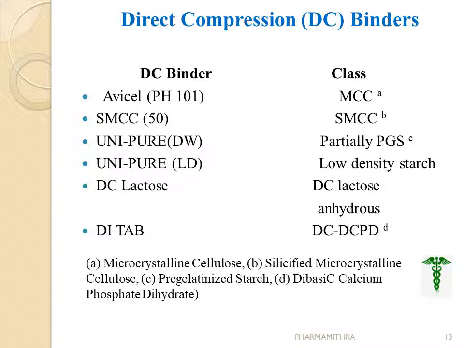DC lactose is an example, that is dibasic calcium. And finally Di-Tab. Di-Tab and Avicel are examples of direct compression binders, and Unipure is also related to direct compression binders, note the difference. You must not confuse SMCC and MCC. SMCC is the best example for the direct compression binder.